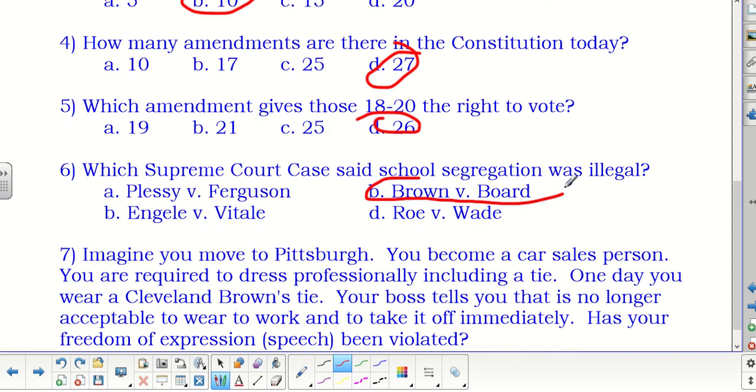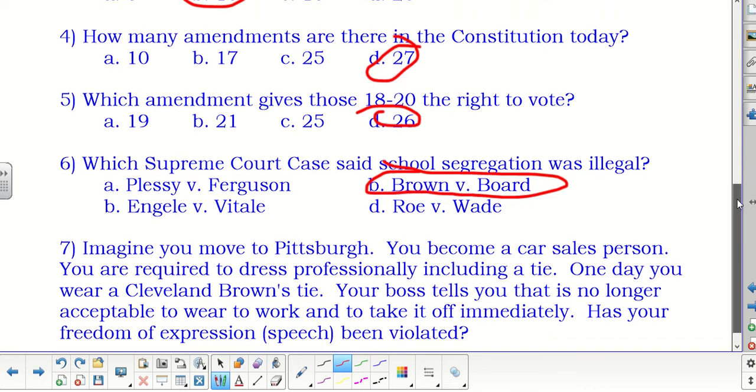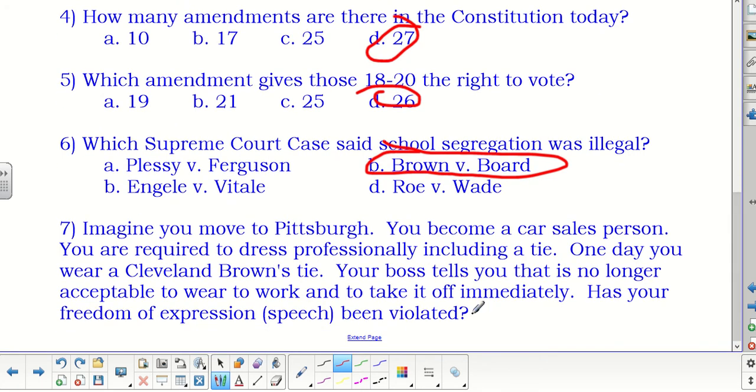Of course, this is Brown versus Board. Brown versus Board is a court case from 1954 that said school segregation was illegal. And that's one of the examples of one of the cases. But here's one I want you to think about, and most people get wrong.